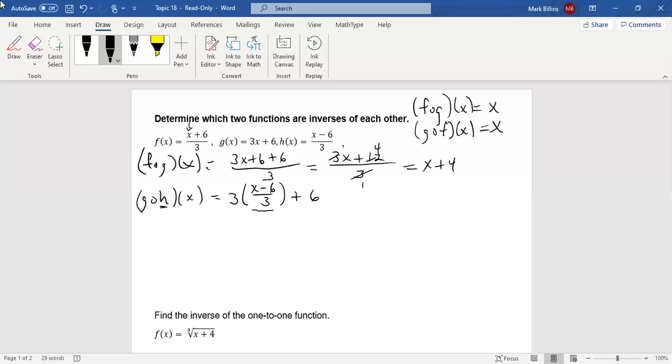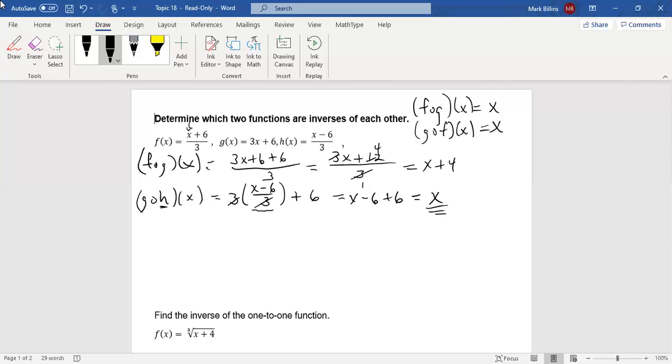So now let's go ahead and simplify. So in this case, the 3's reduce. So this leaves me x minus 6 plus 6. And x minus 6 plus 6, when I combine like terms, negative 6 and positive 6, that gives me x.